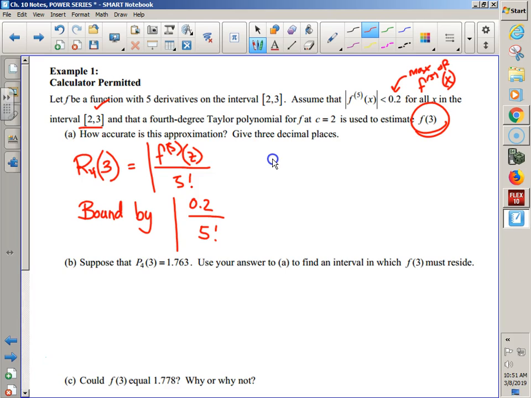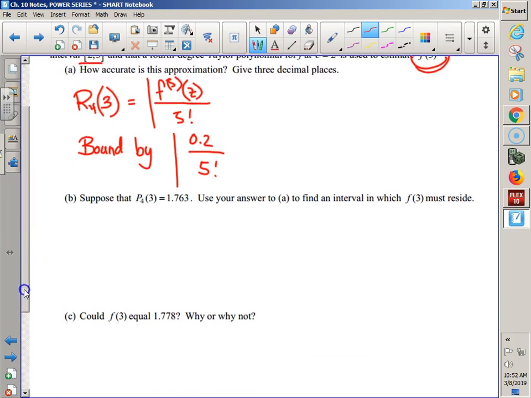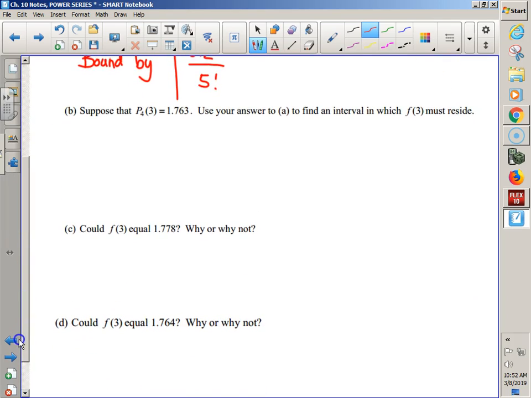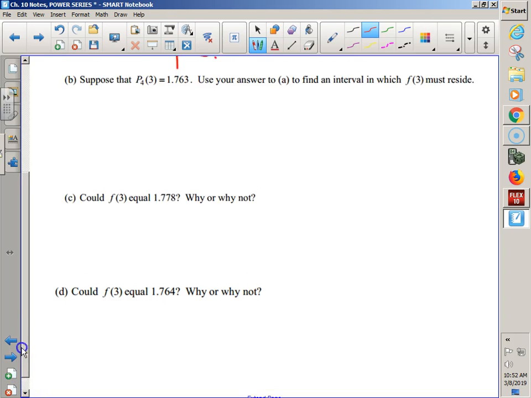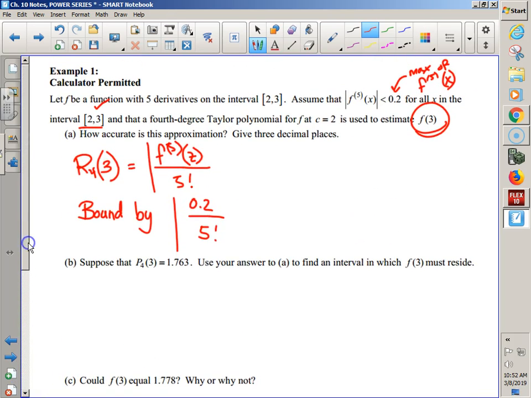Because this one says, okay, let's say that the fourth degree approximation was 1.763. How is 0.4 with an approximation that's 1.763? That's tons of error. And then this one says, hey, could it be 1.778? Could it be 1.764? I'm guessing one of those is yes and one of those is no. And ours said it could be anywhere between like 1.2 and 2. We were having some major issues.